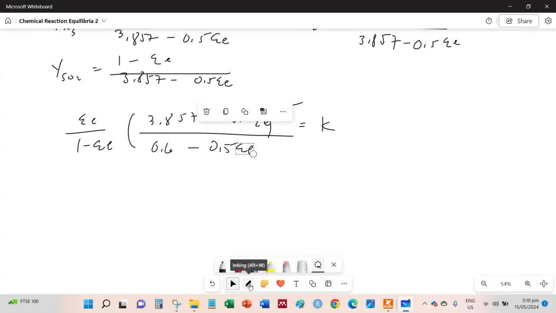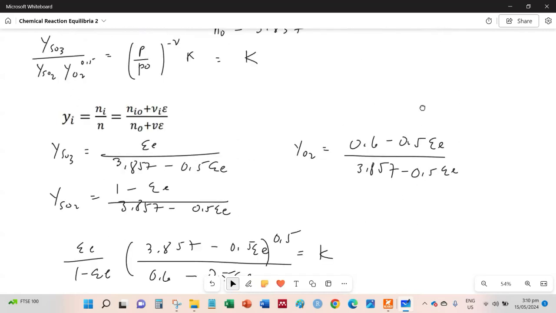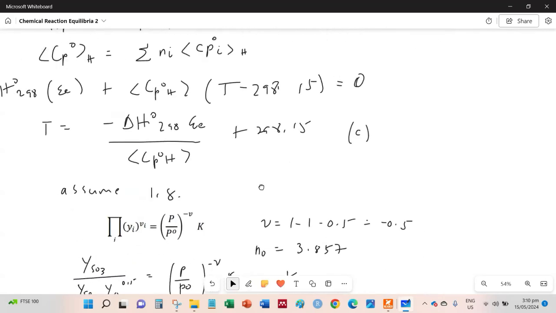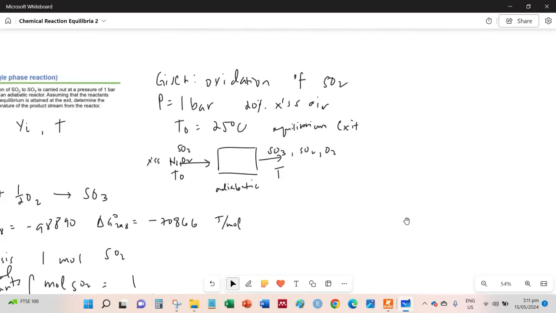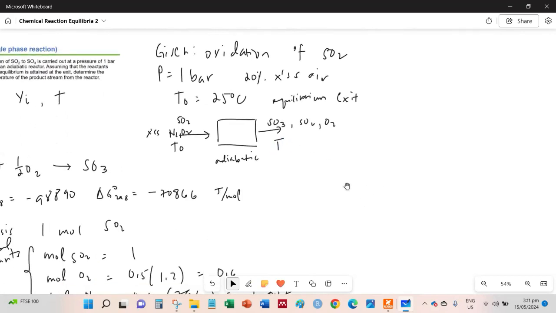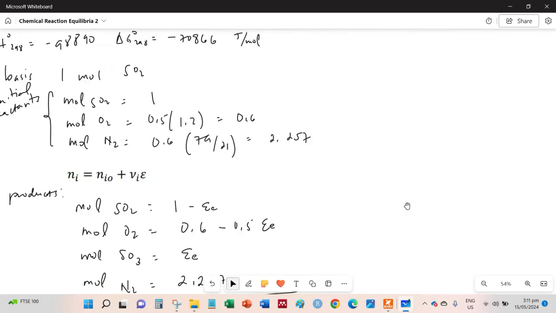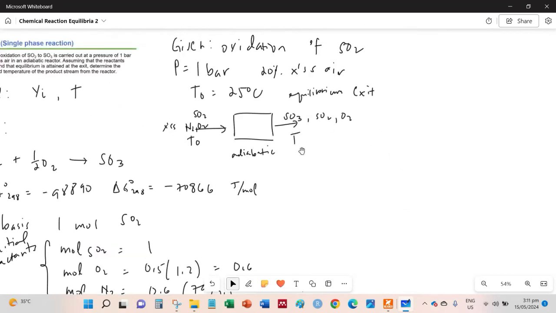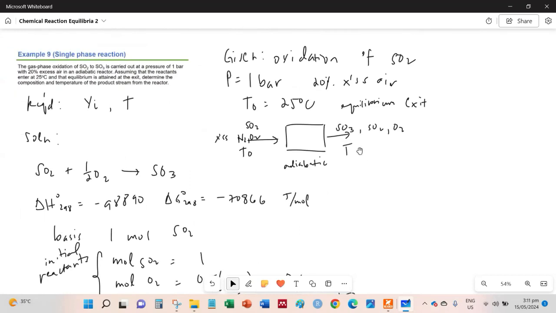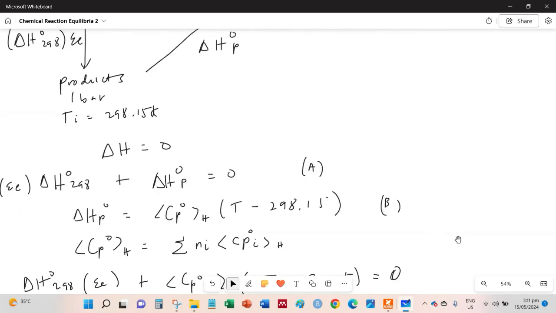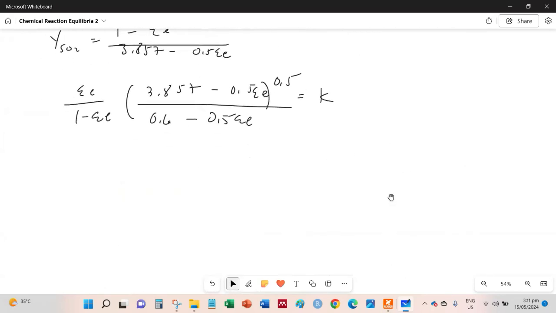By the way, another reason why we can assume ideal gas, aside from it simplifies things, is because the pressure is low enough, 1 bar. Although we do not yet know the final temperature, at the initial temperature it's 298. We're expecting a high final temperature. So the conditions for ideal gas are met. All right, anyway, let's proceed.